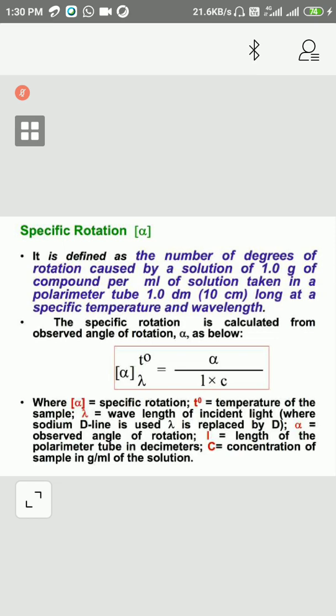And there is one term, specific rotation. Specific gives a unit parameter in any kind of definition. For example, in this case, the number of degrees of rotation caused by a solution of 1 gram of compound per ml, meaning 1 gram sample in 1 ml used as a solution. Then what will be the rotation of plane polarized light at that particular temperature, with a tube length of 10 centimeter. Then the rotation is equal to the specific rotation. It is represented as alpha, lambda, T. Here alpha is the specific rotation, T is the temperature of the sample, and lambda is the wavelength of incident light. Okay.